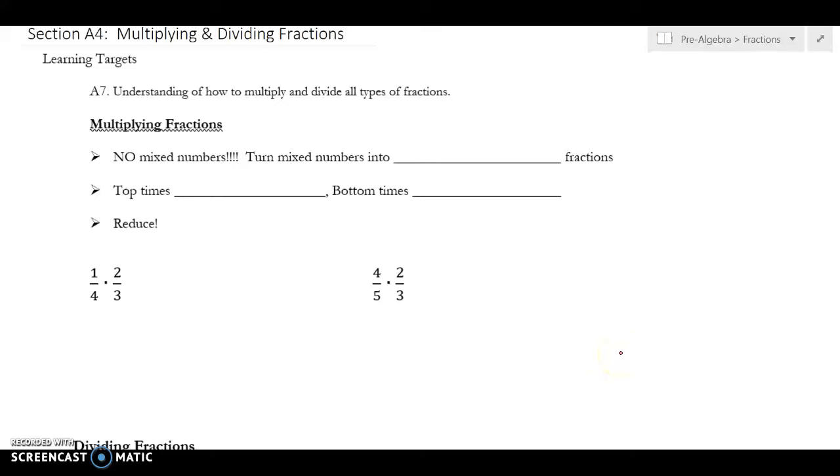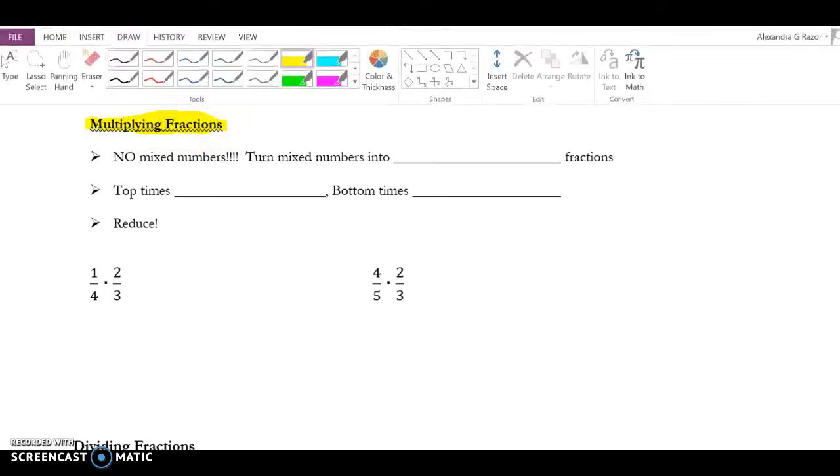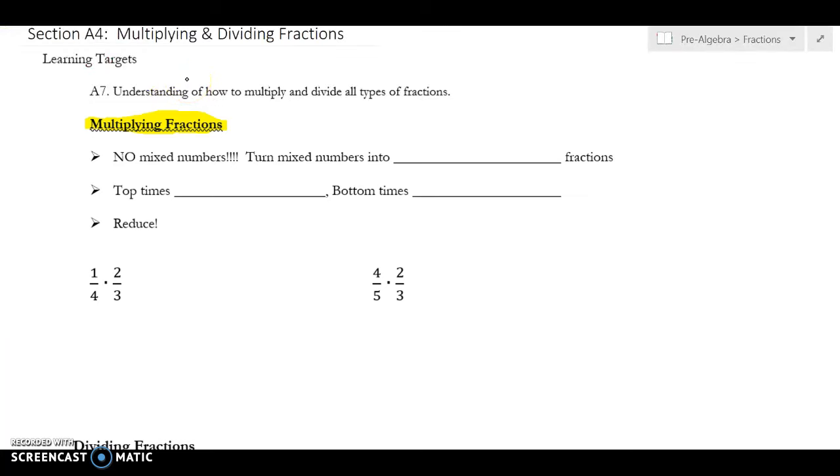All right, what we're working with today is multiplying and dividing fractions. So first of all, with multiplying fractions, it's different than adding and subtracting, because with adding and subtracting you have to have a common denominator, and that sometimes can be difficult. But multiplying and dividing only has a couple rules.